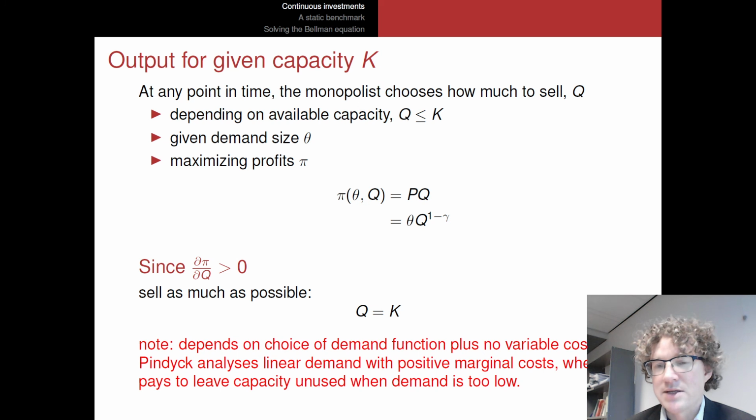So that's what's happening when C equals 0, when my marginal cost of production is 0, there's no variable cost of production, and when this demand form is indeed of this particular constant elasticity choice. So if you look at different demand forms, so linear demand, and if you do include variable cost, then it might sometimes pay to produce a little bit less than capacity, and that's what Pindyck does. So have a look at what Pindyck does.